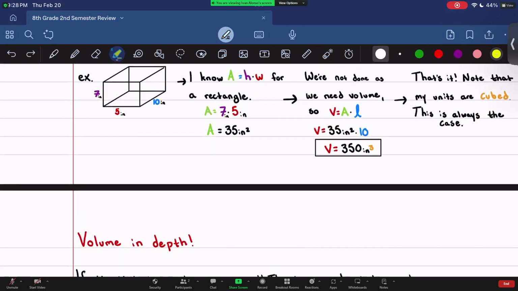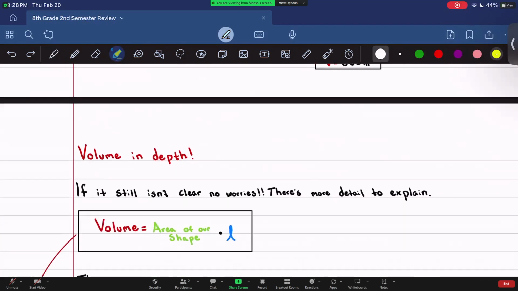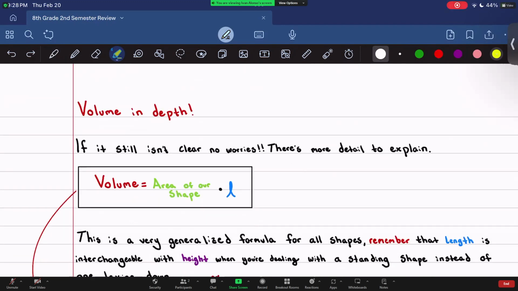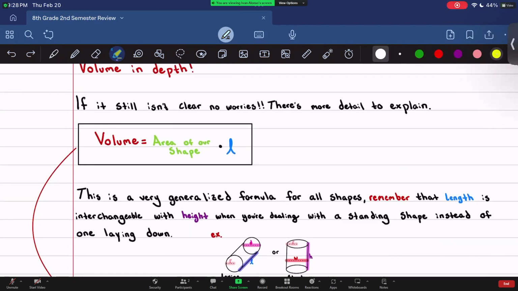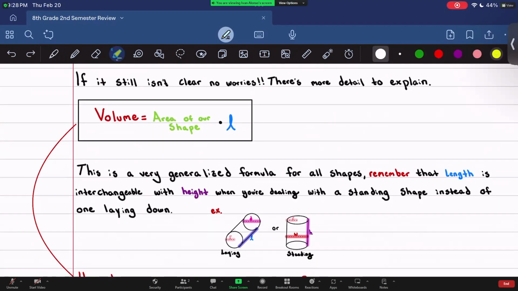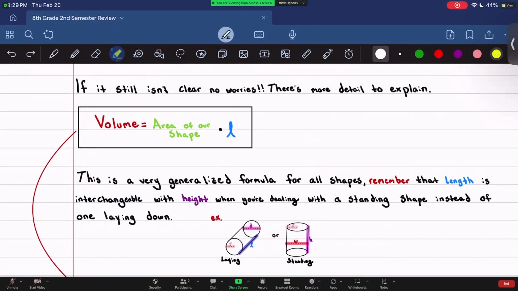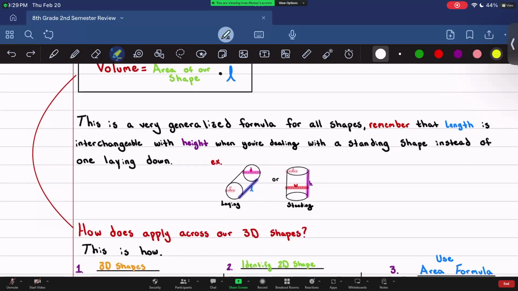We're gonna go a bit more into depth here. The volume, as I mentioned before, is the area of our shape times length. That's a very general way to look at it, because length is interchangeable with height, and you're not always given a variable that says L is this. I mentioned this earlier with the soda can example. You can have length or you can have height. They're basically the exact same thing. It just might be given differently in the context of a problem.